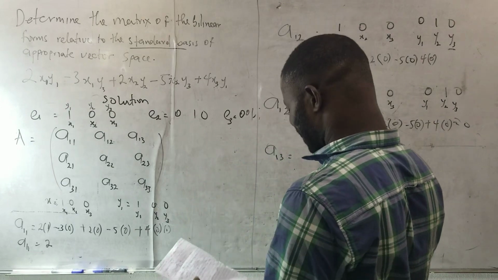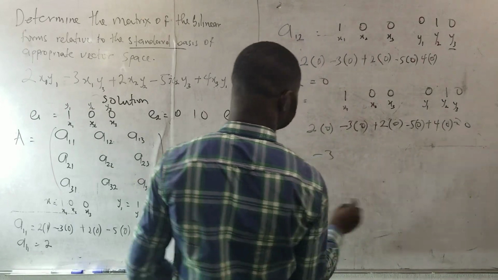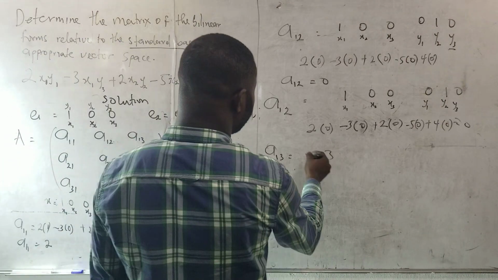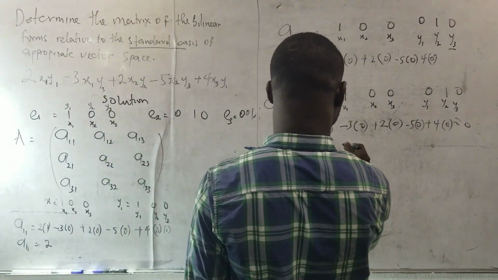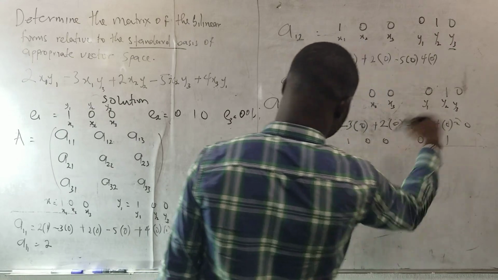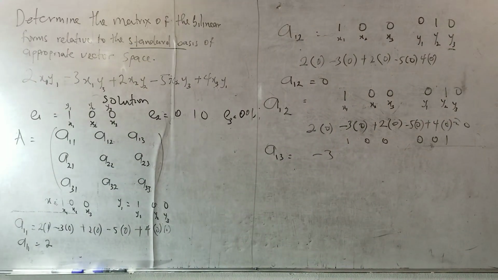It will be 3. I think I've done that earlier. That is what I just finished doing. I made a mistake. In your a13 now, it will be what? 1 is 0, 0 is 0, 0 1. Take what I just finished doing, and minus 3 is going to be the answer there.